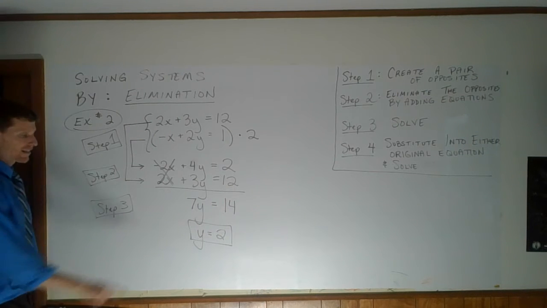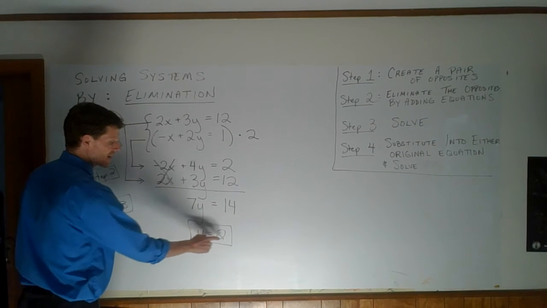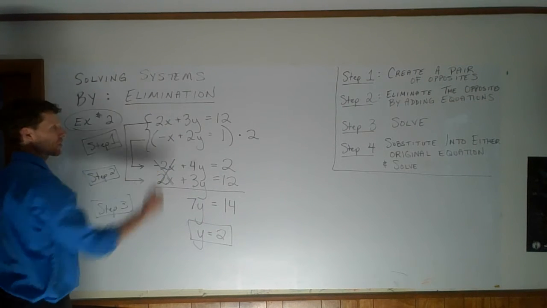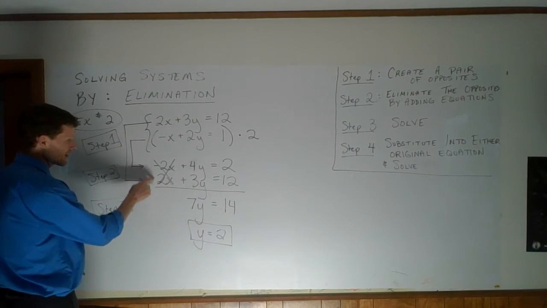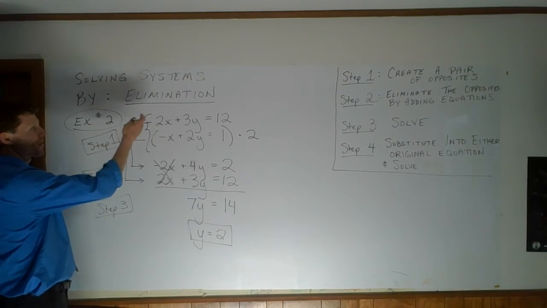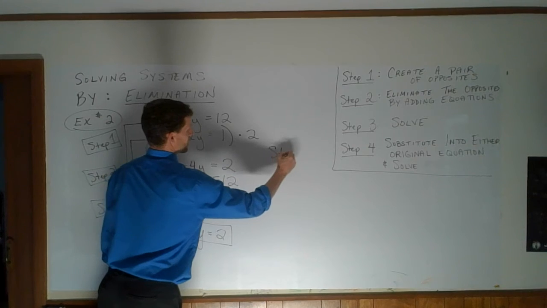The last step is to take this value. We now know that y is the same as 2. Y is equal to 2. And I can plug it into either of these original equations. I wouldn't plug it into these intermediate ones. I would go all the way back to the original. I'm going to take the top equation. This is step 4.